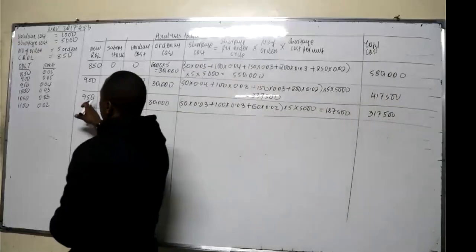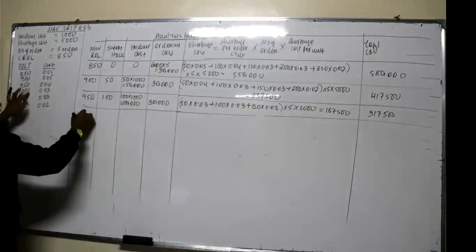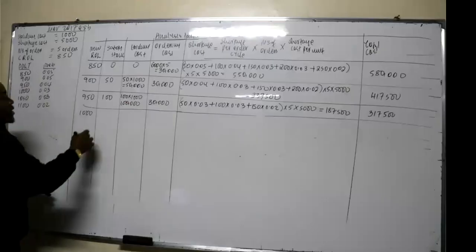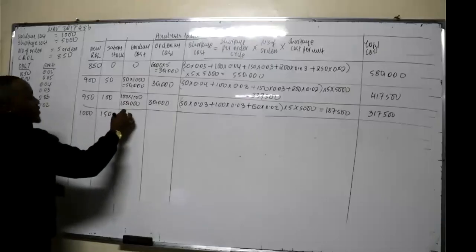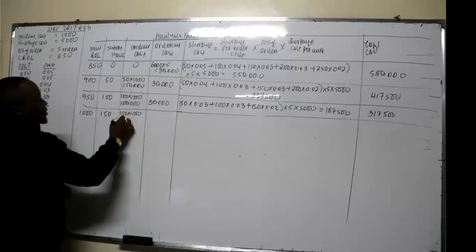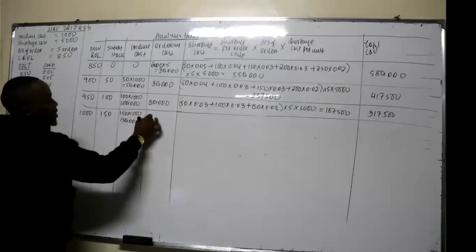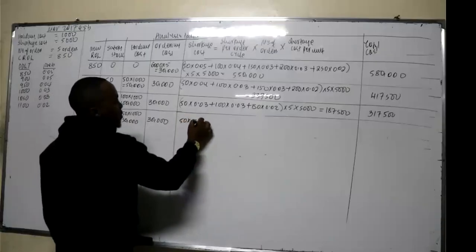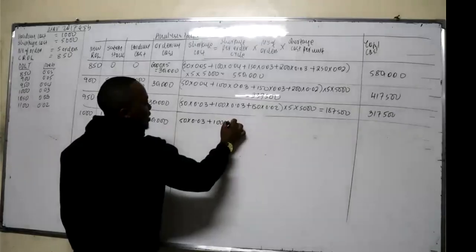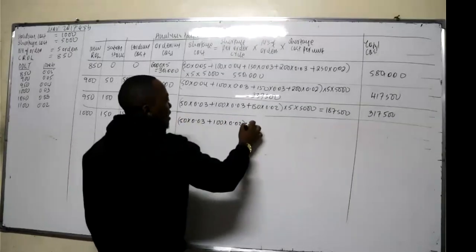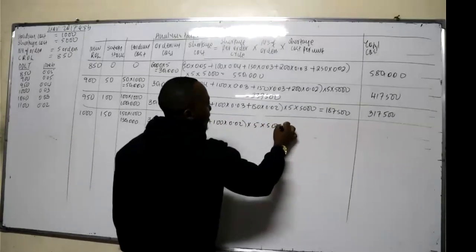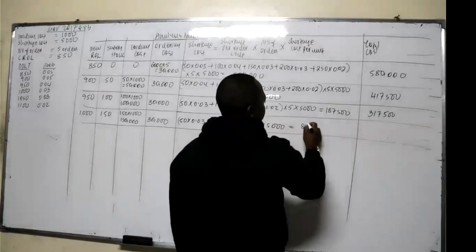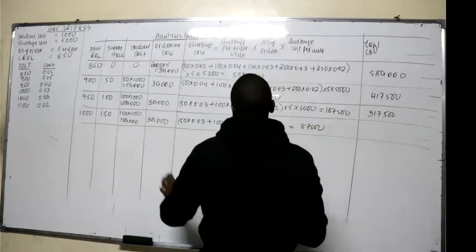17,500. From 950, now we have 1,000. So you take 1,000 minus 850, the safety stock will be 150. So it's 150 with a holding cost of 1,000. So you get 150,000. Here you get 50 times 0.03, 100 times 0.02, times 5 times 5,000. And then you add 180.